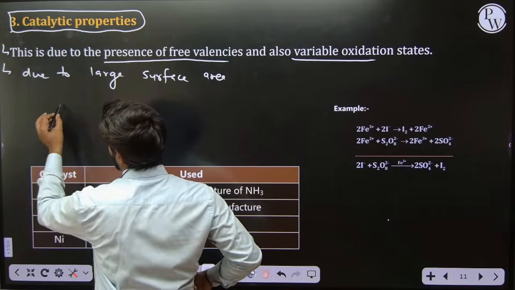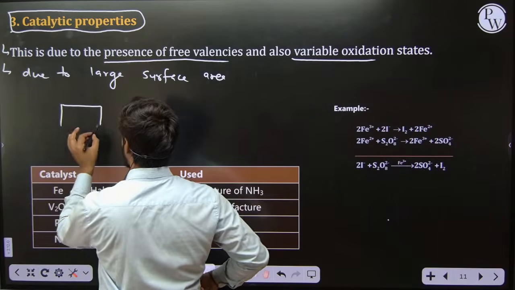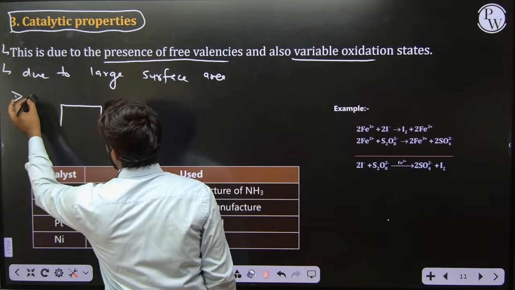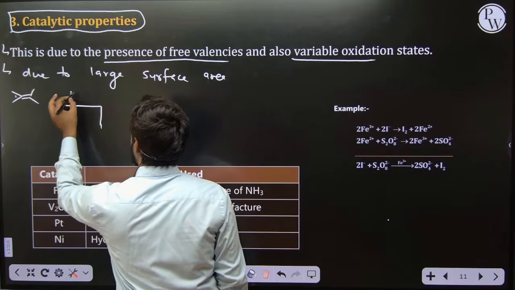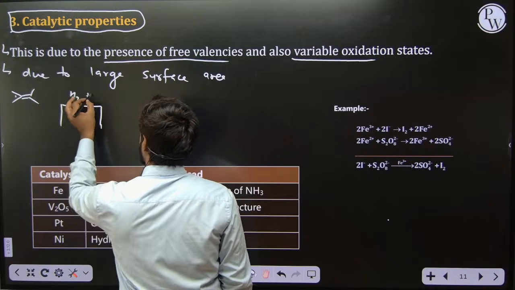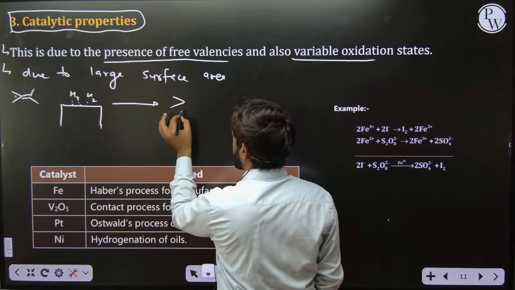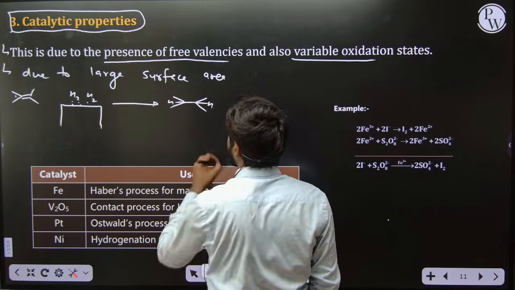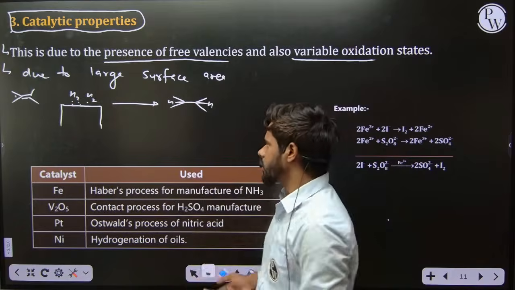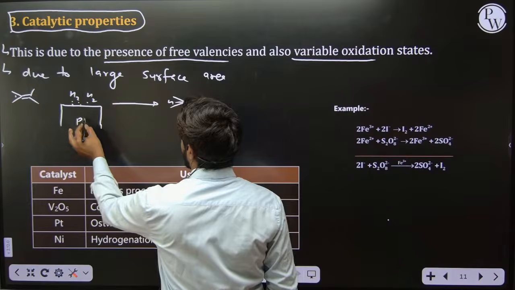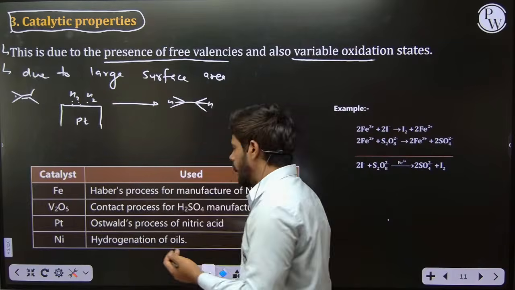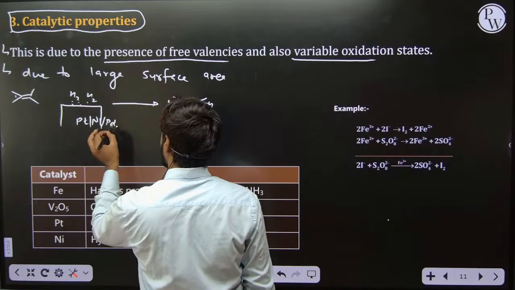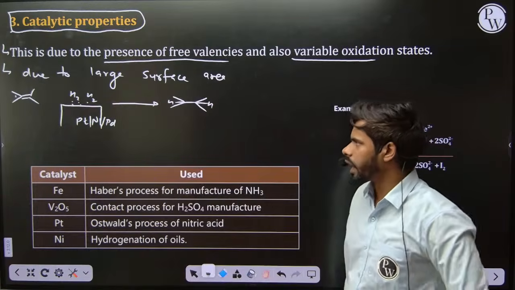So what is a catalytic property? Basically they provide a surface for any reaction. For example, hydrogenation is given. So this is an alkene. When hydrogen gas is attached to this, it will be hydrogenated and hydrogen will be added. So basically they provide a surface for the reaction. So what catalyst can we take? In this case we can take platinum, nickel, or palladium. Okay, these types of metals work as a catalyst.